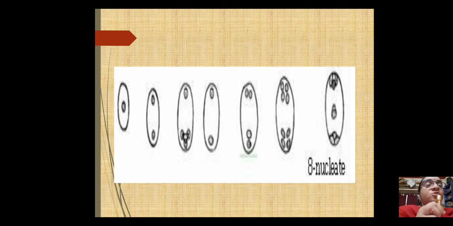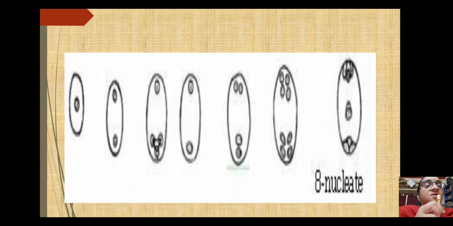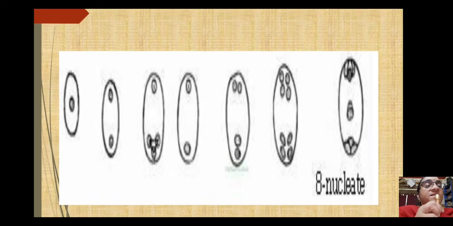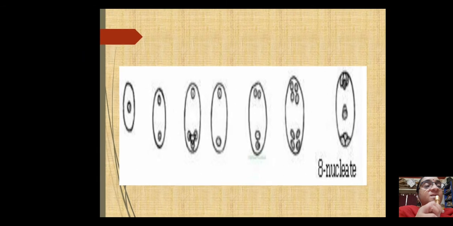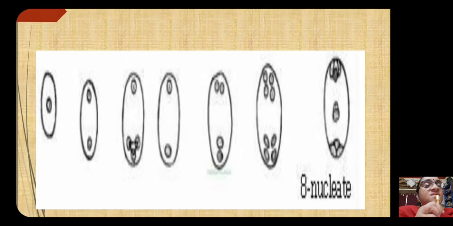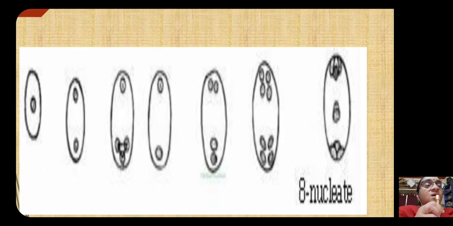When 8 are finally formed, as you see in the penultimate diagram, 4 are towards one end and 4 towards the other end, and from these 4, 1 each is migrating to the center. So it is 8-nucleate, and the 2 nuclei in the center fuse. How many cells will there be? 3 at the upper end, 3 at the lower end, 1 in the center. So 7 cells, but 8 nuclei.